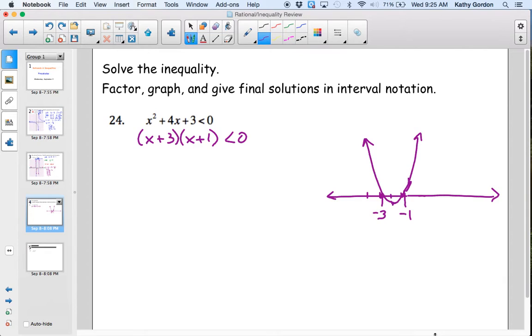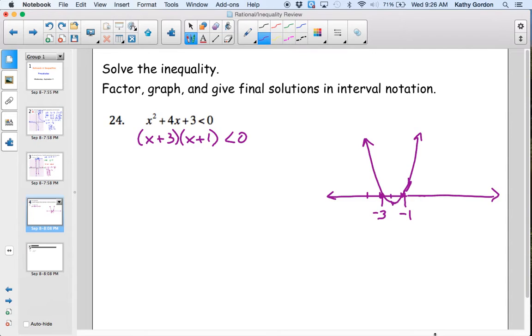So if I know where those points are, then I can test in between those points to see when I get answers that are above or greater than 0, and when I get answers that are below or less than 0. Okay?